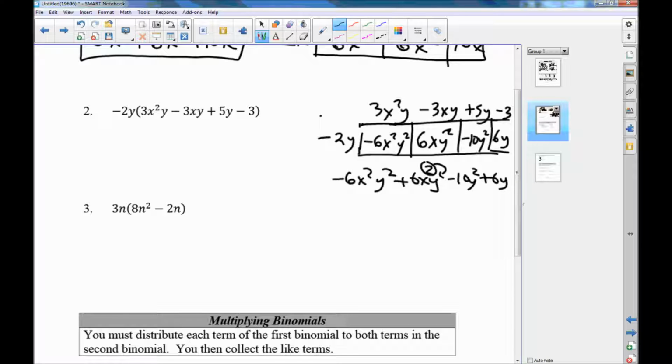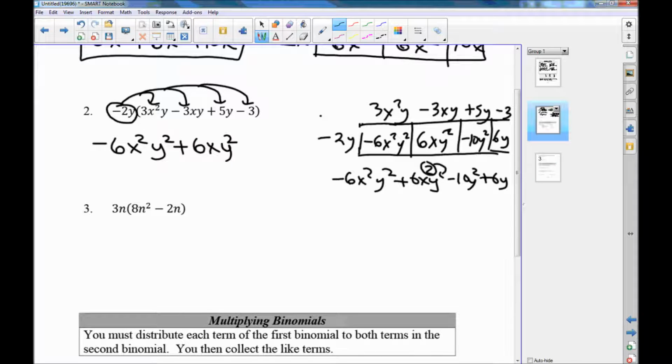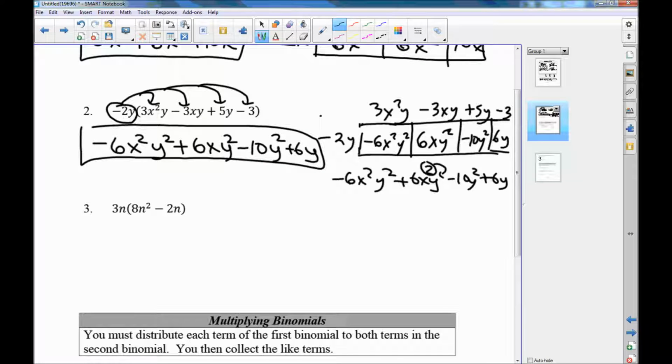Okay? All right. Algebraically, same thing. We just take this negative 2y, the monomial on the outside, and we multiply it to all of the insides. And we've already done that. So negative 2 times 3 makes negative 6. Then we have x squared, and y times y makes y squared. Negative 2 times negative 3 makes positive 6. And then x and y times y is y squared. Negative 2 times 5 makes negative 10. And y times y makes y squared. And negative 2 times 3 makes positive 6. And we just have a single y left over. All right. You should be able to do both methods on the quiz next time.